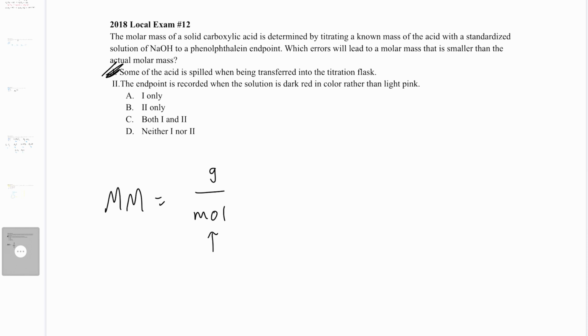The endpoint is recorded when the solution is a dark red color instead of light pink. A dark red when it comes to phenolphthalein tells you that you've added too much sodium hydroxide. If you've added too much sodium hydroxide, then that means that the amount of moles of carboxylic acid that you supposedly have will be too high. And if the number of moles of carboxylic acid is too high, then your molar mass is too low. So 2 does make sense. So the answer would be B, 2 only.